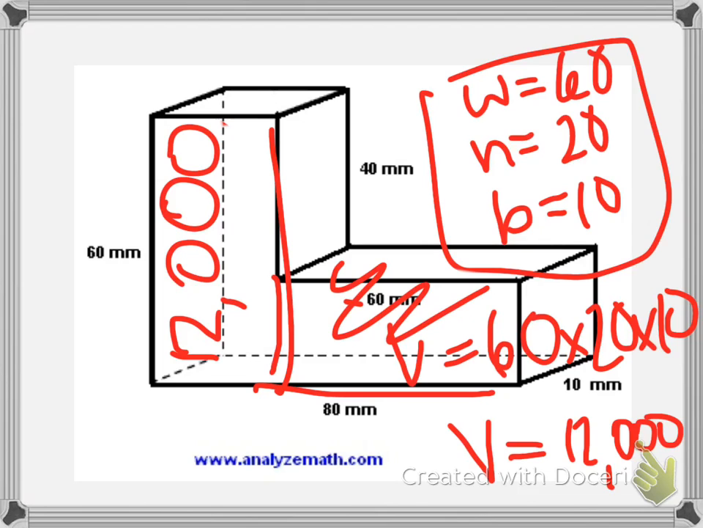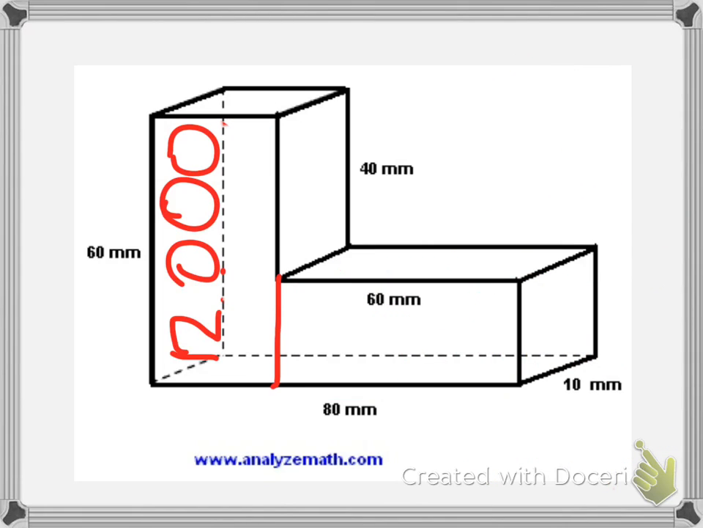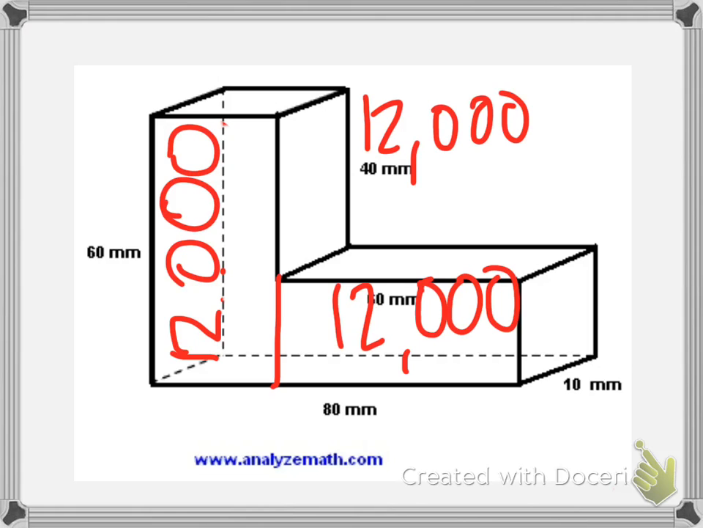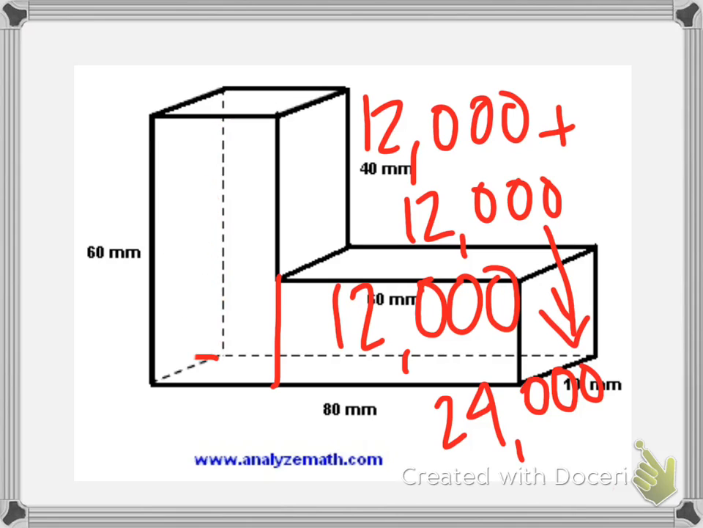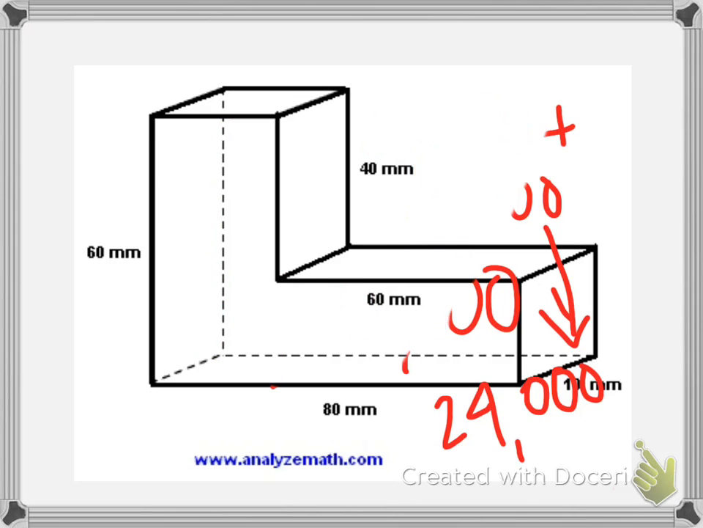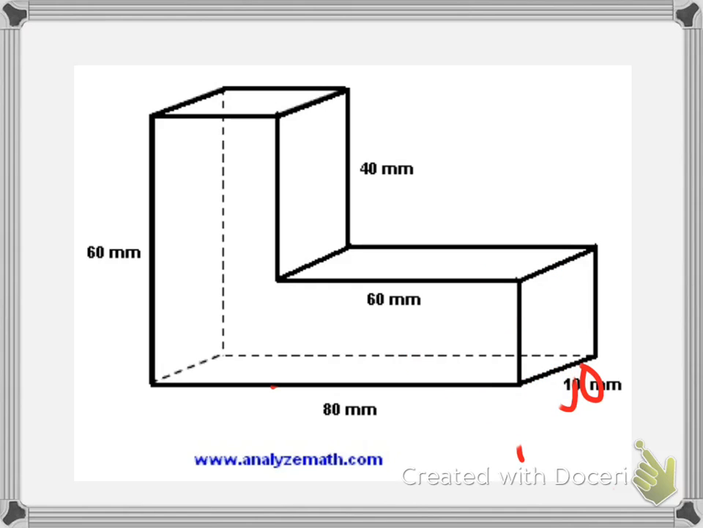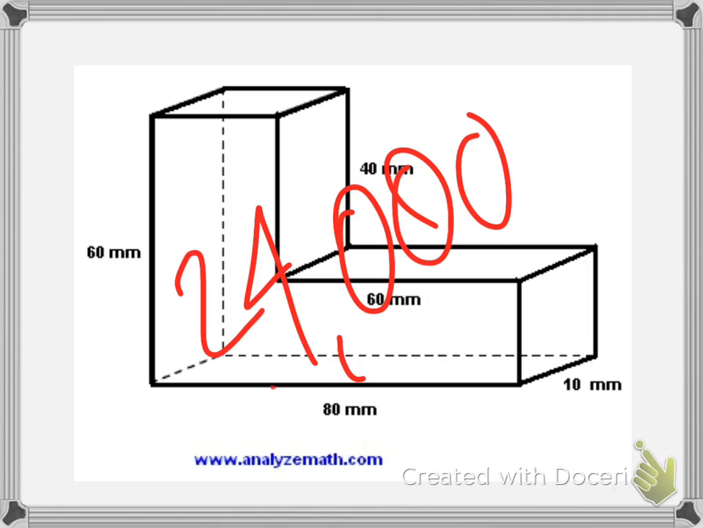So, since we know the volume of this one is 12,000, and the volume of this one is 12,000, to find the total volume, you add 12,000 plus 12,000. And this will give you 24,000. Therefore, the volume of the entire thing is 24,000.